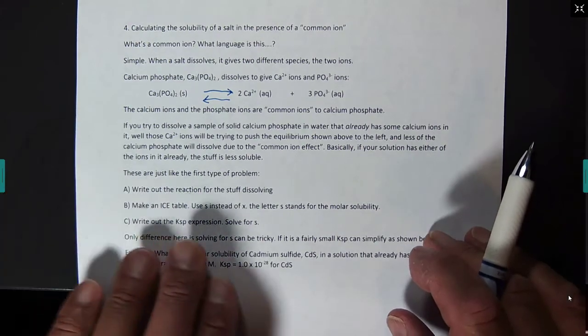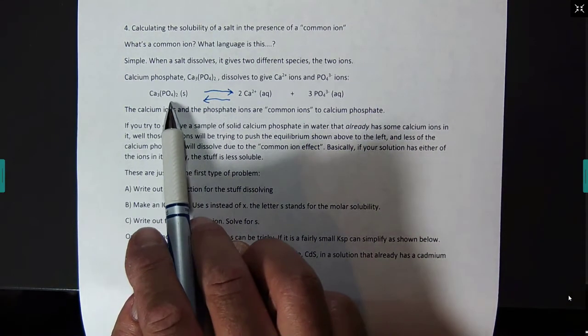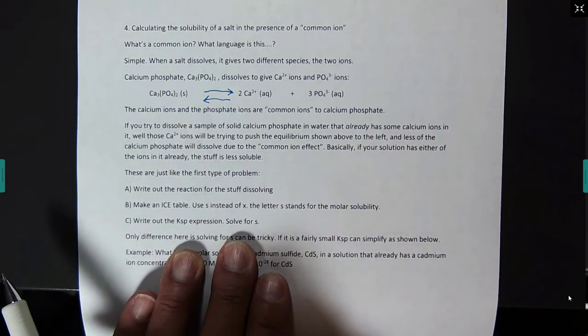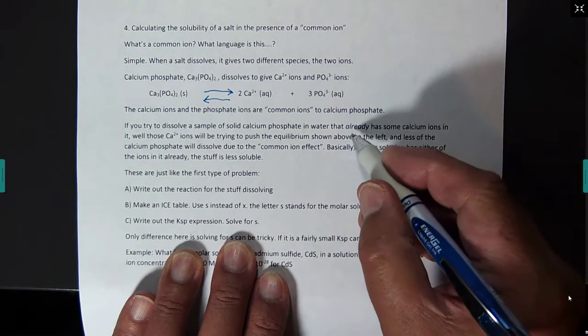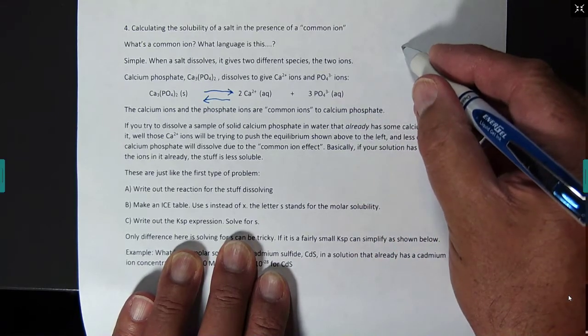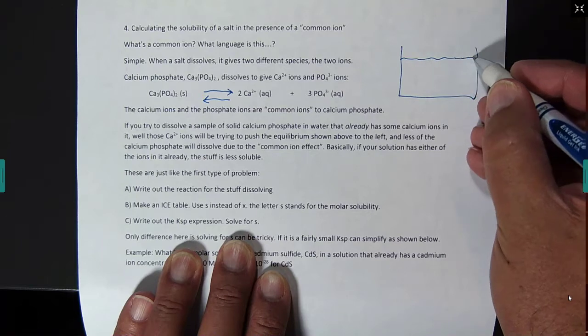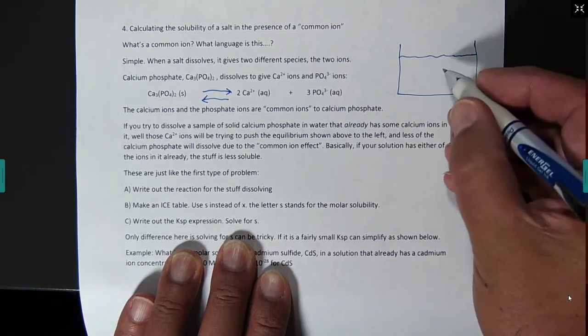What this means is, if I were to try to dissolve this stuff in a solution that already had some calcium ions in it, so let's say I've got a beaker and maybe I've poured in some calcium nitrate.